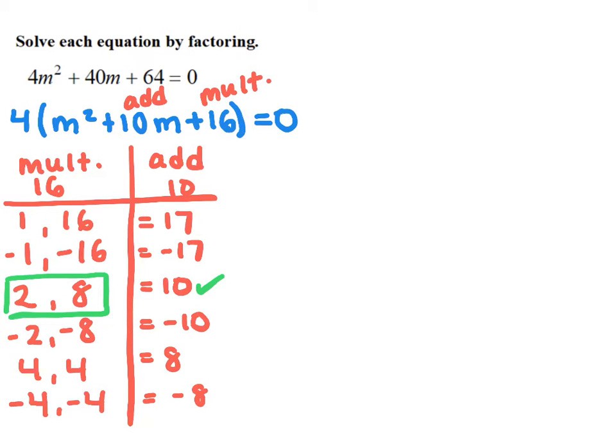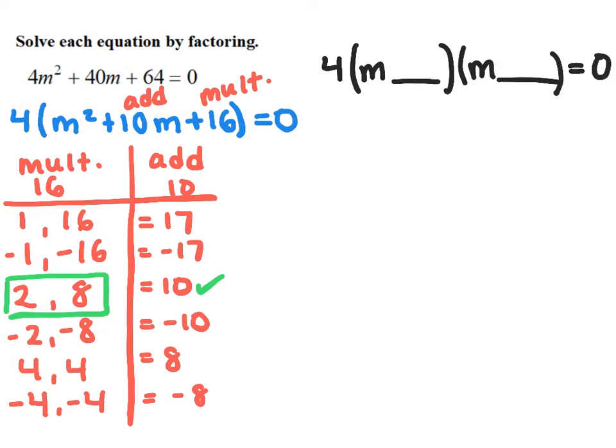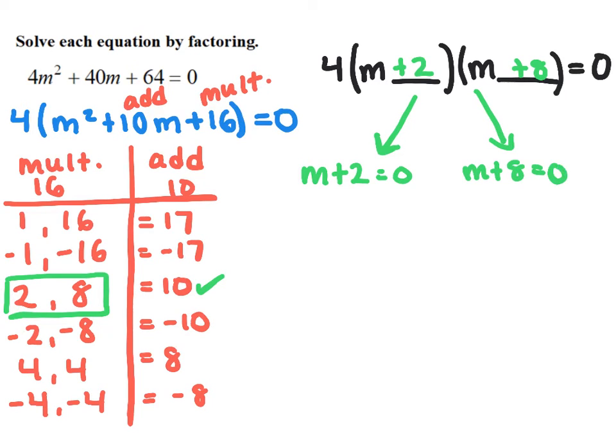Now, since I factored out a 4 before, that means that I'm going to keep the 4 in front. I know I have an m that I'm going to fill into, and an m that I'm going to fill into, set equal to 0. From over here, I know it's going to be plus 2 and plus 8. Now from here, it's just like what we did before. So I could say m plus 2 equals 0, and m plus 8 equals 0.